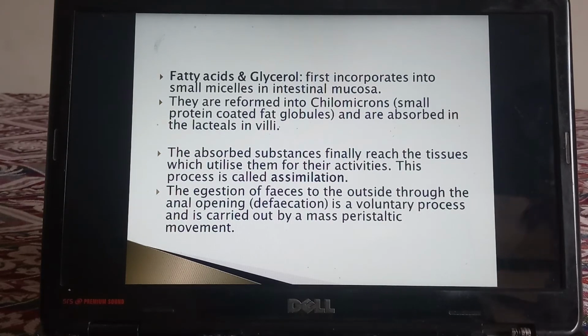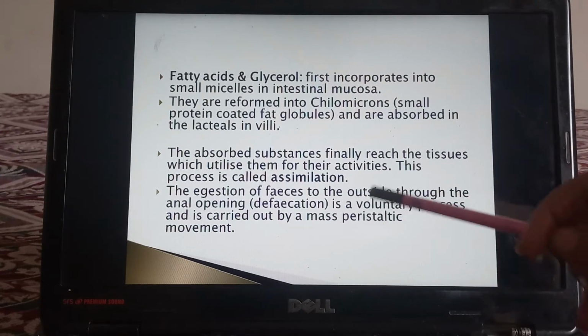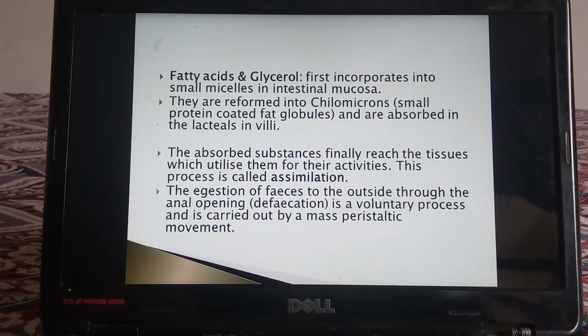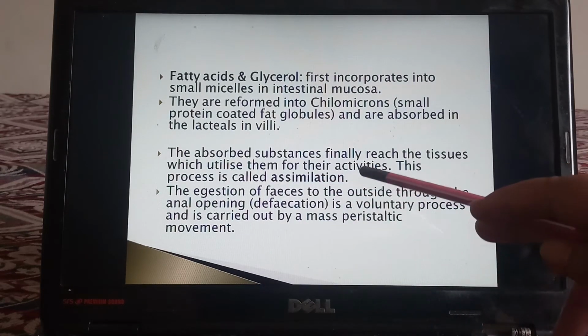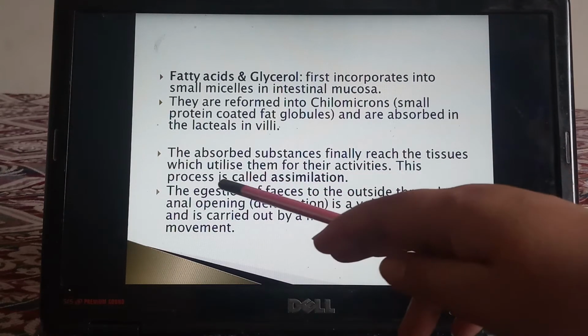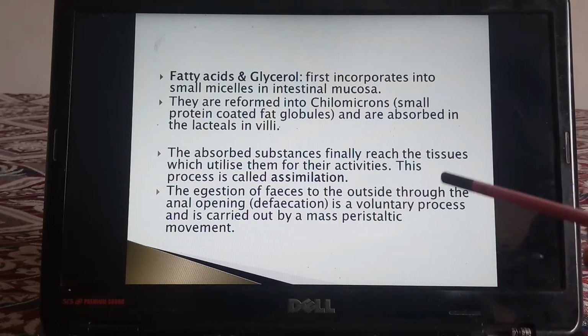Fine. So next one is, when we have absorbed all the food, then the next step of the digestion is assimilation. So what is assimilation? The absorbed substances finally reach the tissues which utilize them for their activities. This process is called assimilation. Then we use them for our different activities, for growth, for repair, for formation of different components in the body. So that is called assimilation.